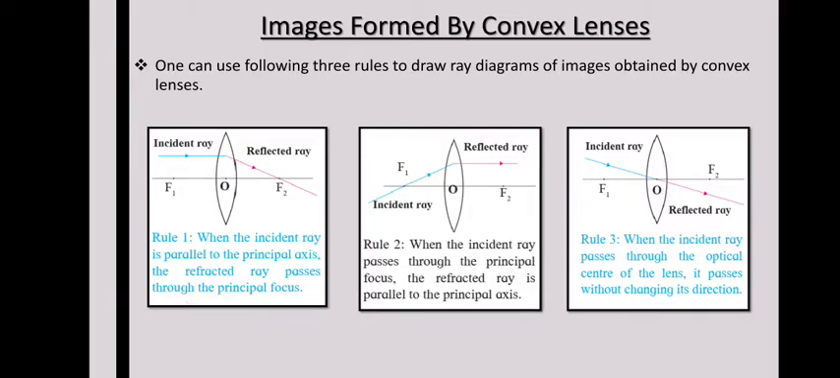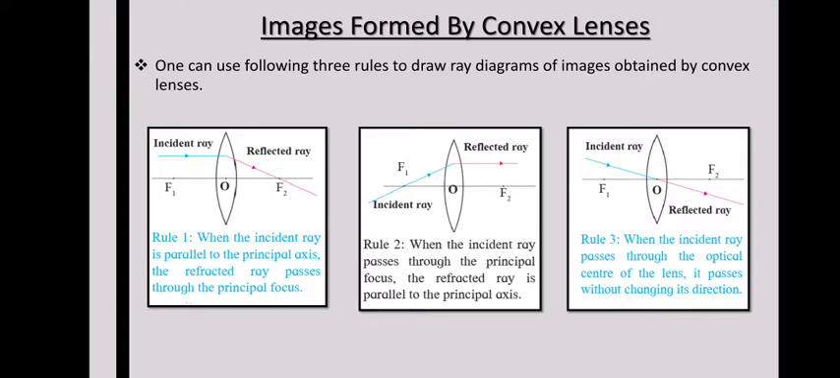So, let's get started. For making the images which are formed by convex lenses, we can use the following three rules to draw the ray diagrams of images. First rule. When the incident ray, say this one, the blue one, is parallel to the principal axis, the refracted ray, the pink one, passes through the principal focus, that is F2. Followed, that is the first rule.